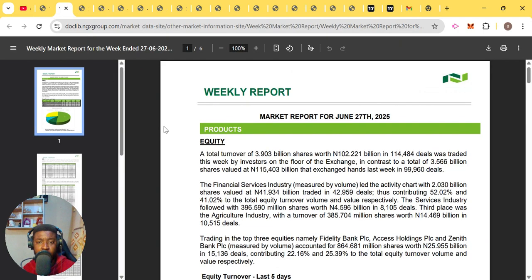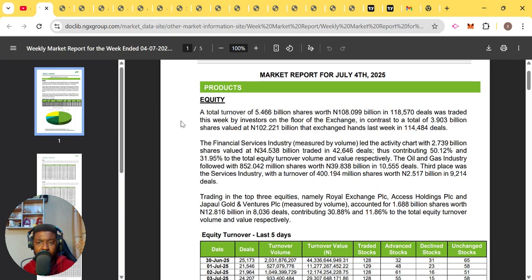We actually jumped from 3.9 billion shares, which is worth 102 billion in 114,000 deals. And if you look at this current week, it actually jumped to 5.4 billion shares and we have 108 billion in 118,000 deals. So this is great news, and it tells you that the market is actually doing well.